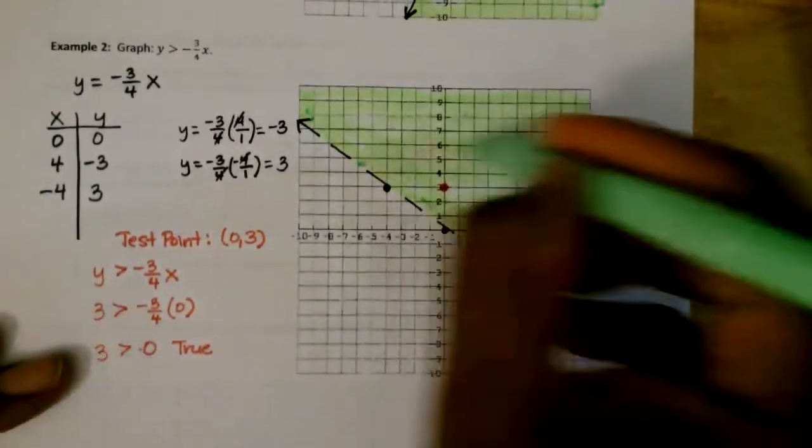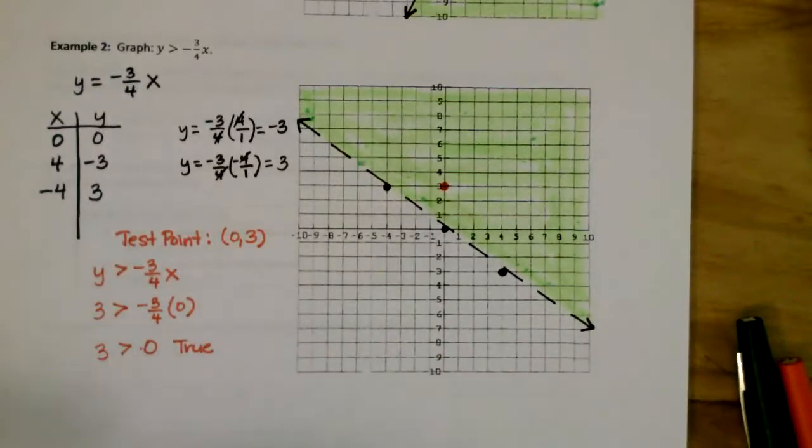All right, so that is the graph of that inequality, y is greater than negative 3/4 x. Okay.